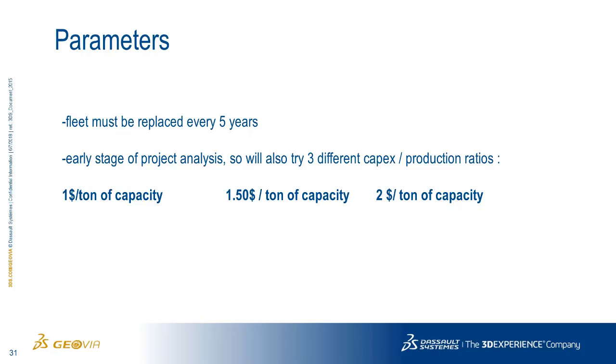The other thing is at this stage of analysis, you might not even know what that linear relationship is. So to add a ton of capacity, is it an extra $1? Is it an extra $1.50? Is it an extra $2? So you could try each one, and obviously each one's going to produce a different result.